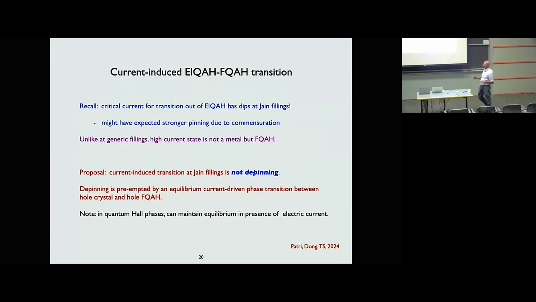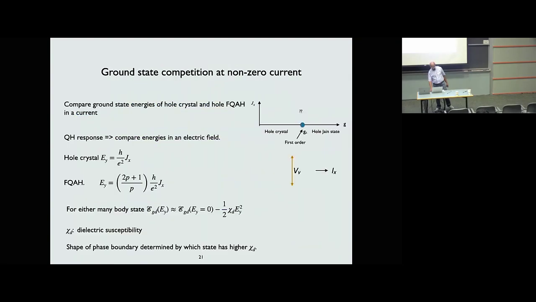So how can you be in equilibrium in a current-carrying state? It's allowed if you have a quantum Hall effect, okay? So then, we can study the ground state competition at non-zero current. Non-zero current really means in a quantum Hall system, there's a Hall voltage. It's really studying the competition as a function of electric field. And that competition depends on the dielectric polarizability of either quantum Hall state.